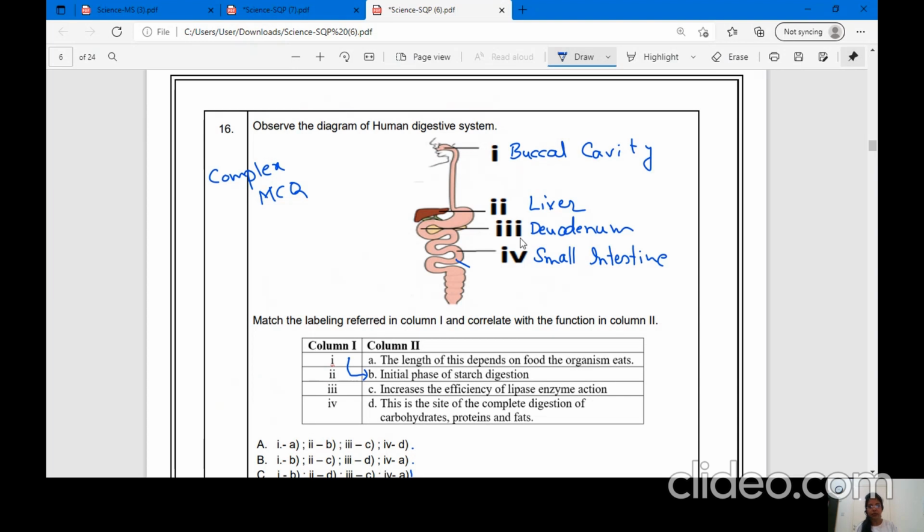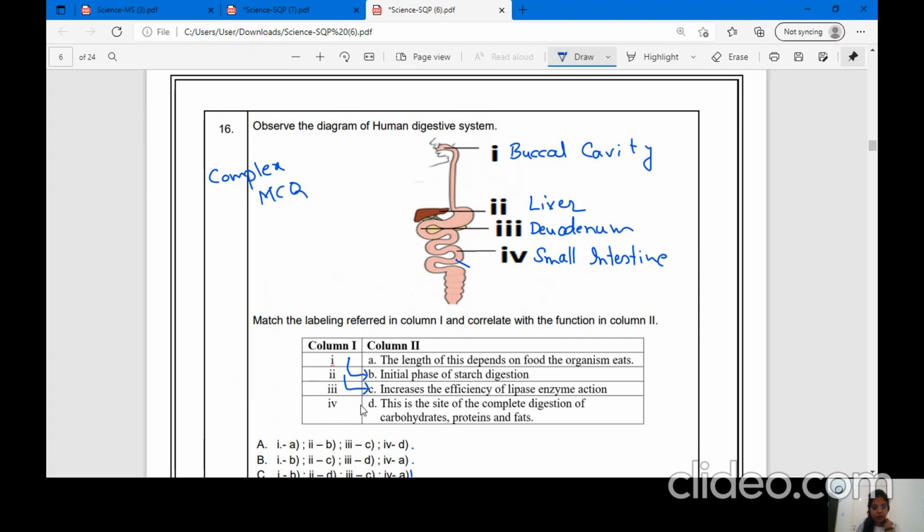Okay, second part is what? Liver. Now liver produces what? Liver produces bile juice. Bile juice works on fat and converts fat into smaller fragments, and that process is called emulsification of fat. And emulsification increases the efficiency of lipase enzyme action. So after emulsification, lipase enzyme can work on fat in a better way. Okay, pancreas secretes lipase enzyme.